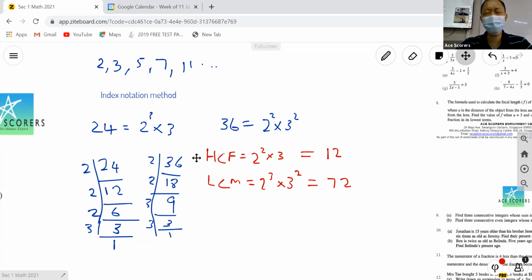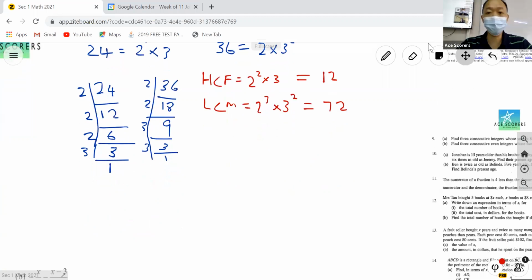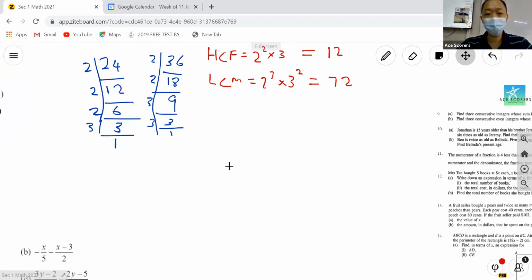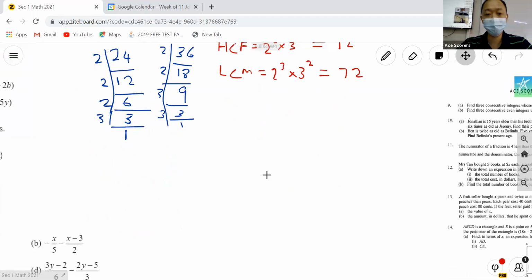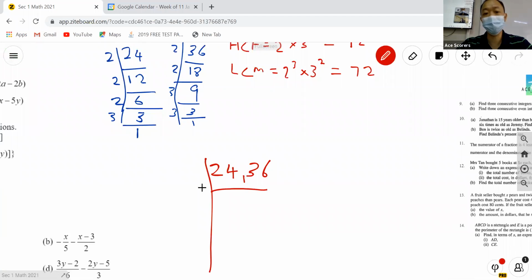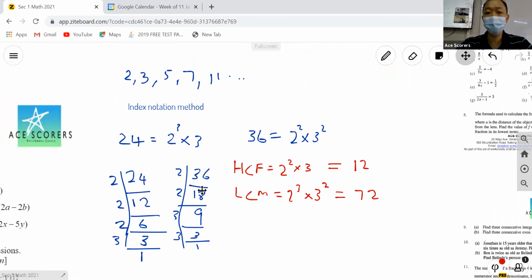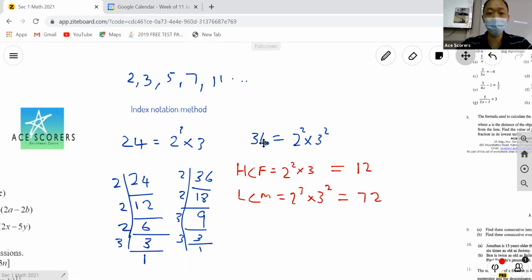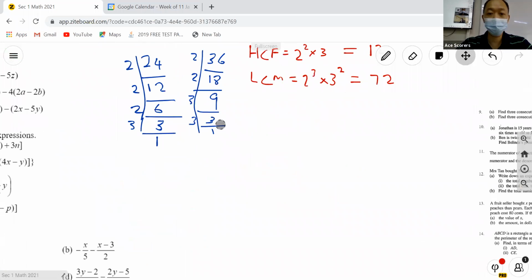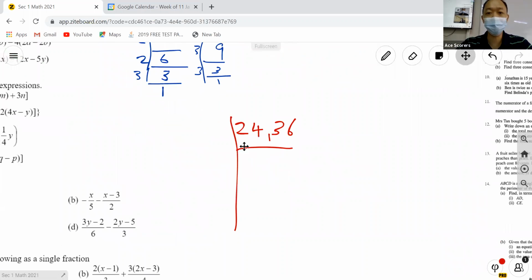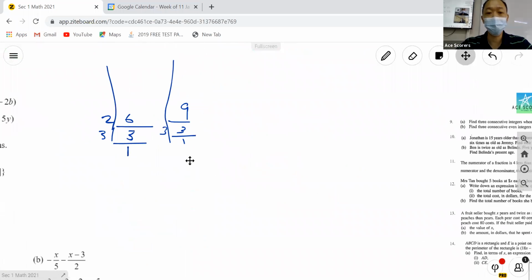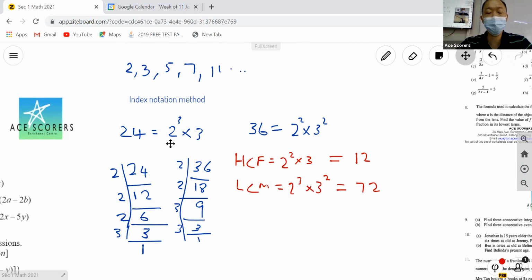So there's actually another method that's being taught in school where they put the two numbers together. They put 24 and 36, and then they do the ladder method. I'm not doing this because in the O levels they use the index notation method, so I'm not going to go through this method. It's a bit confusing when you have two different methods to solve a single thing. I will just focus on one, the index notation method, as to how to find the HCF and LCM.